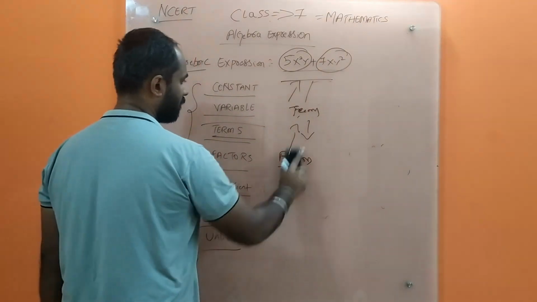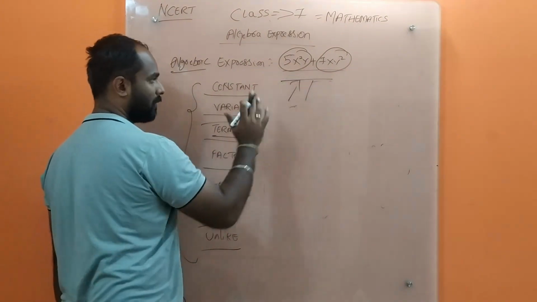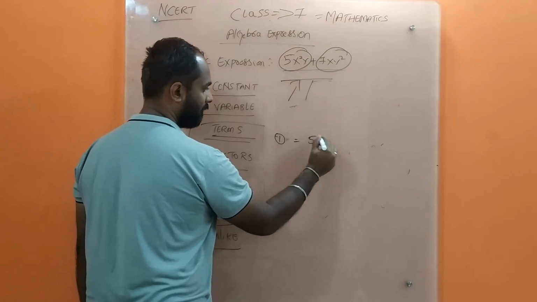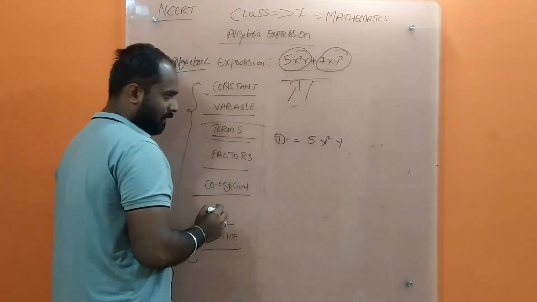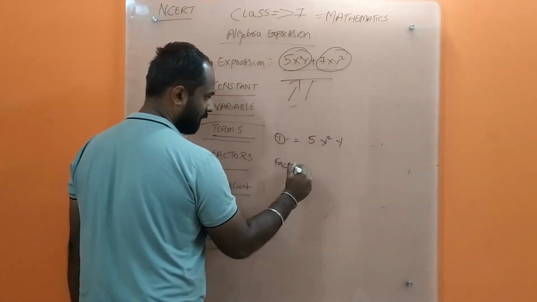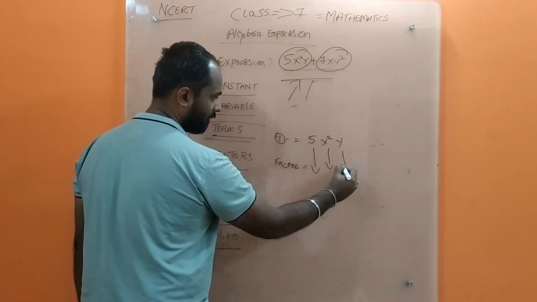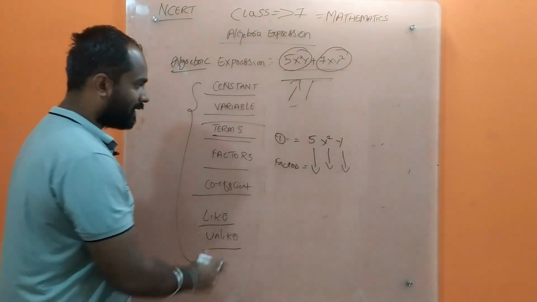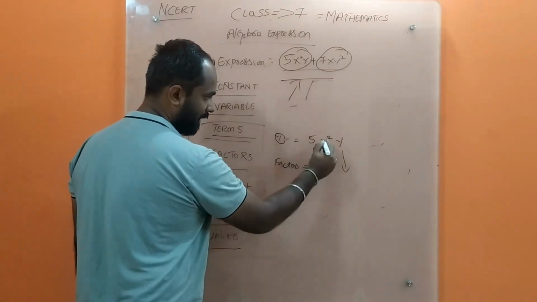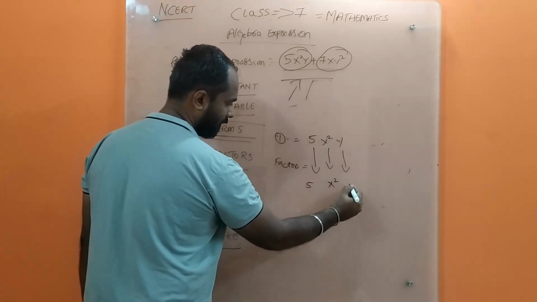That's how it is. So for example, what is a term in 5x²y? What is the first term? The first term is 5x²y. This term is formed by factors. See, this is one factor, this is one factor, this is one factor. The product of factors forms terms.